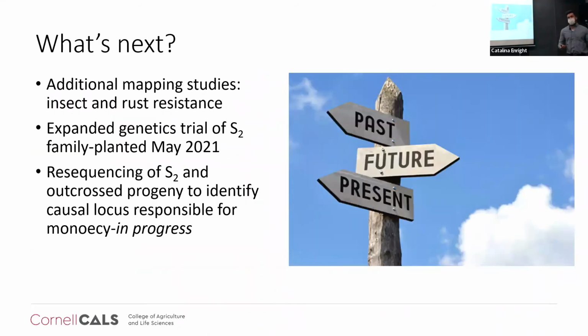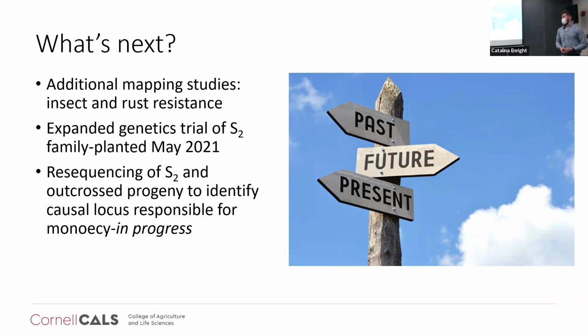Now, the next steps of the study. We'd like to do a few more mapping studies using single plant plots of the S2 family, notably insect resistance and rust resistance, since these are also pretty high heritability, but we haven't had very good insect or rust incidence the past couple of years. This spring, we planted an expanded genetics trial, including replicates of this S2 family. In the next few years, we'll be able to use that to do QTL mapping of much more complex traits and slightly lower heritability traits.